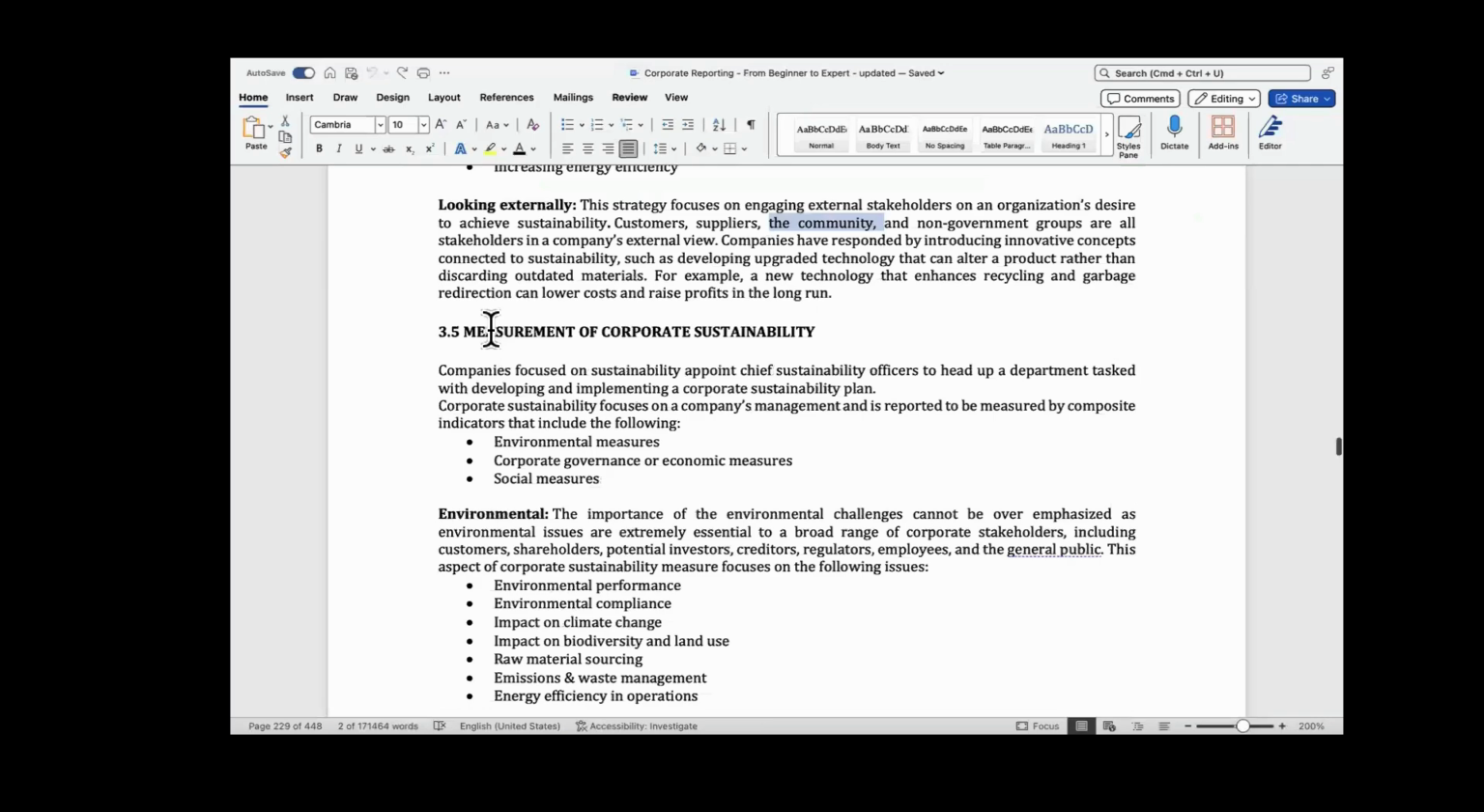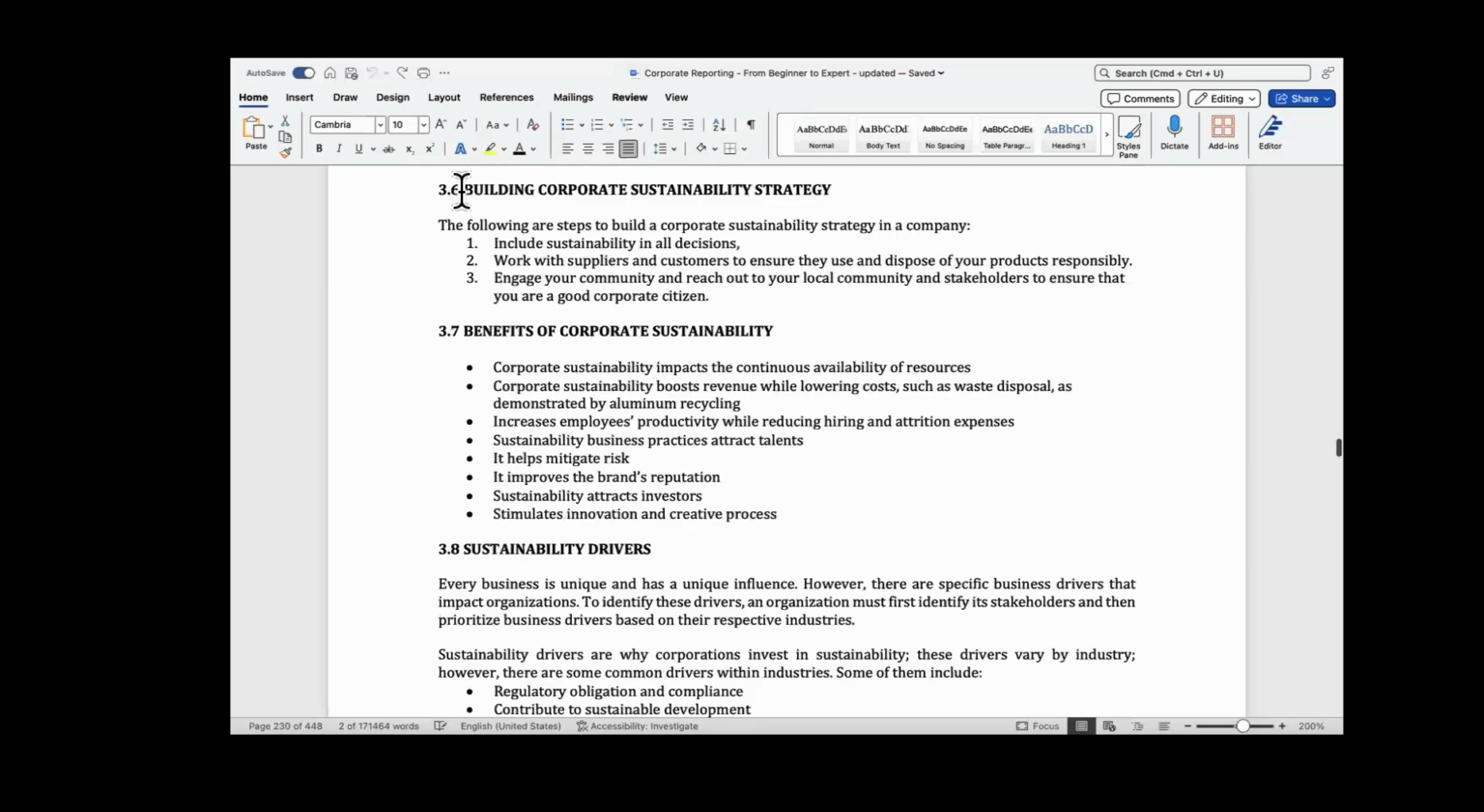So this one is similar to building a sustainability reporting strategy. It's similar to how organizations can be sustainable. Number one is including sustainability in all decisions, working with suppliers and customers to ensure that they use and dispose of your product responsibly, and engage. This is very similar to what we mentioned earlier, so they can ask it in similar ways in your exam.